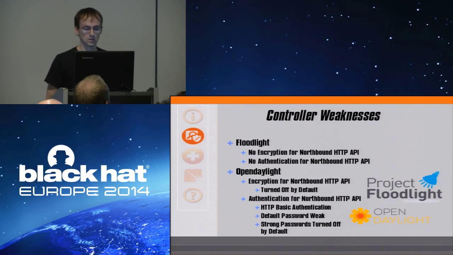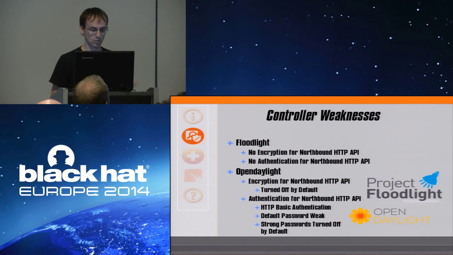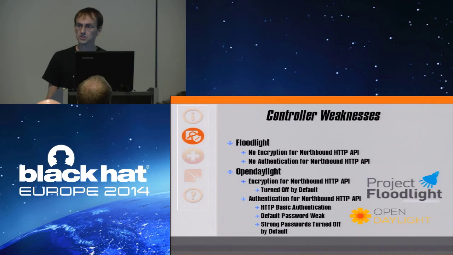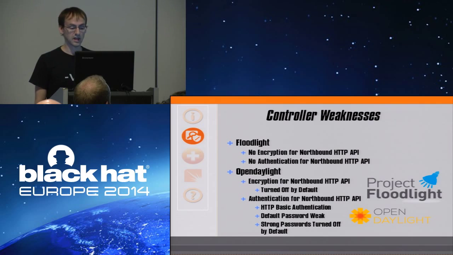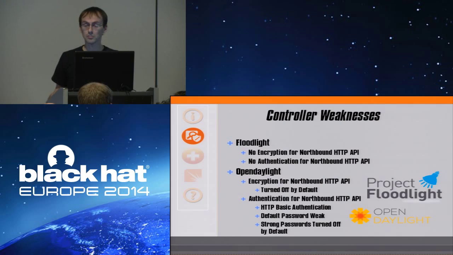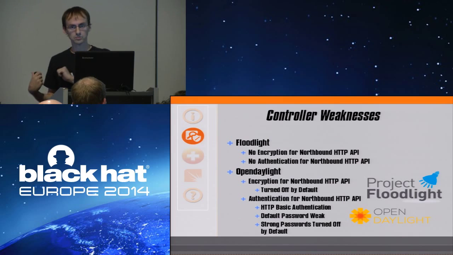All right. Floodlight: there's no encryption for the northbound HTTP API and no authentication for the HTTP API. OpenDaylight seems to be better. Not really. There's encryption on that northbound HTTP API, but it's turned off by default. Authentication on the northbound, but it's HTTP basic authentication. Default password is weak, and strong passwords are turned off by default. Right. Yeah, wonderful. It seems like it's great. Well, it seems a little better than Floodlight. Not really. Because I'm going to show you an exploit.